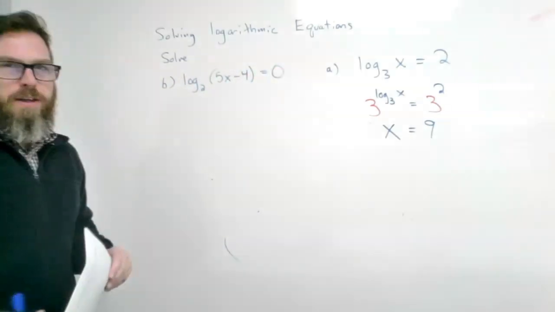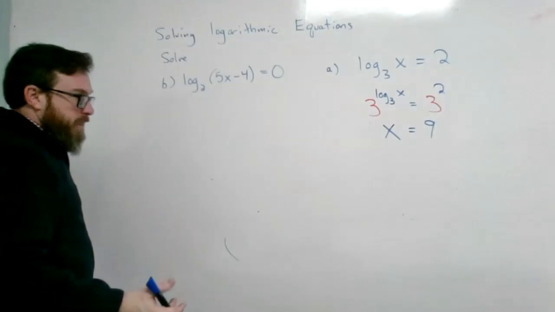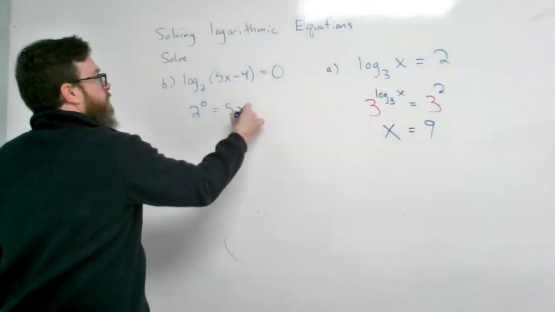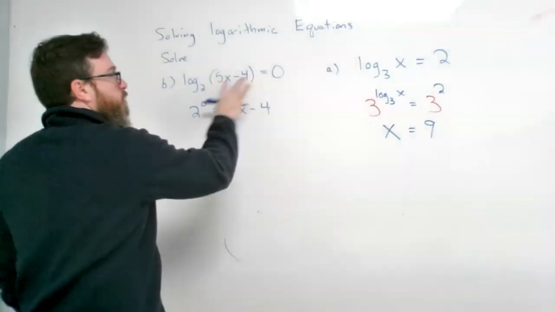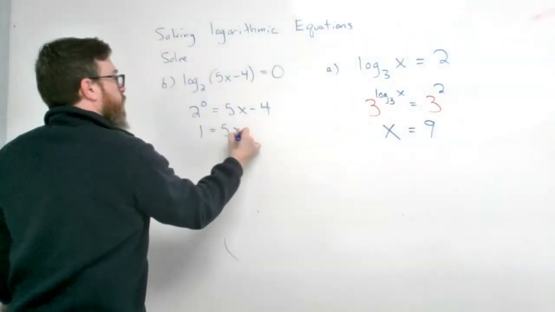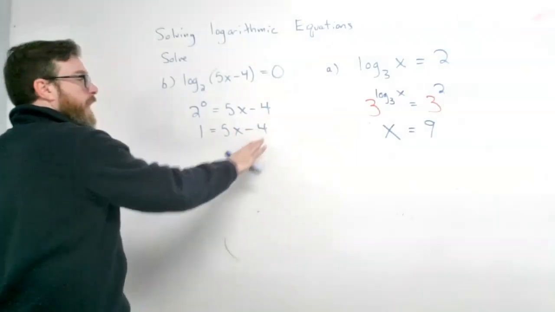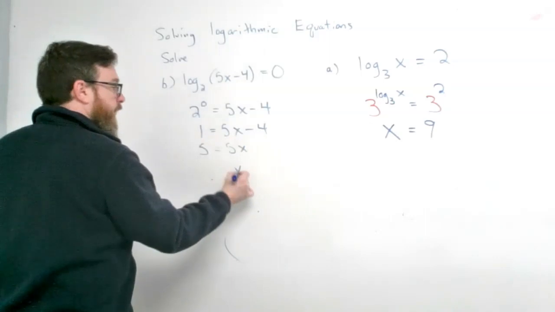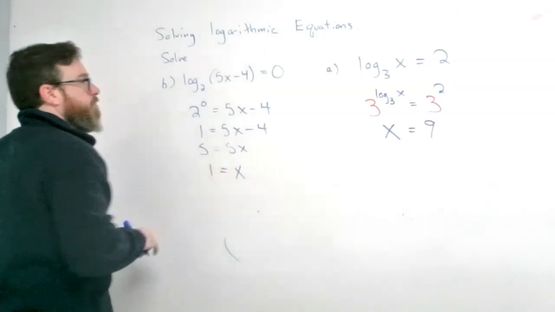So if I want to solve this, I'm going to rewrite it as an exponential. So 2 to the 0 power is equal to 5x minus 4. 2 to the 0 is equal to the argument. And 2 to the 0 is 1, which is equal to 5x minus 4. So adding 4 and then dividing by 5, we get x is equal to 1.